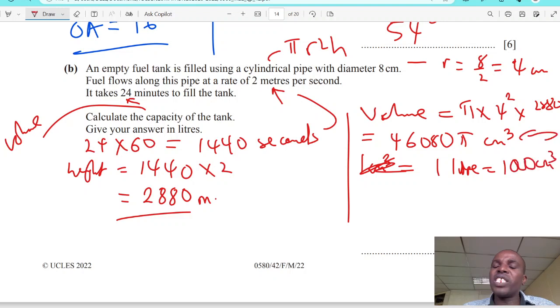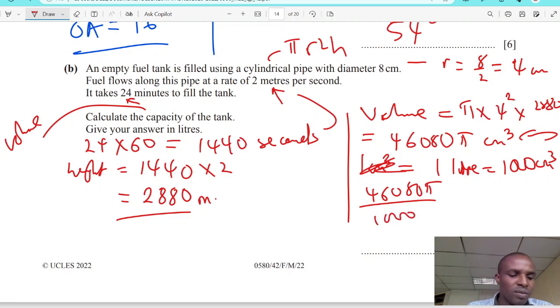What about these cubic centimeters? You divide by 1000. So it will be 46080 pi over 1000. Divided by 1000. Actually, our answer is not in cubic centimeters, it is cubic meters. So what is supposed to have been done actually? To convert this one, it's easier that way.